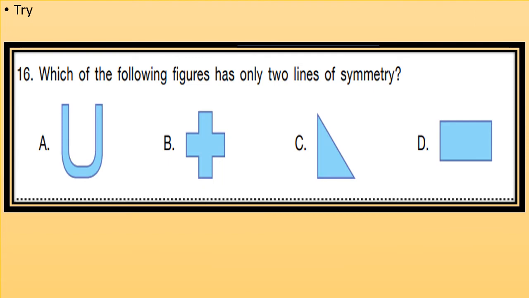Question 16. Which of the following figures has only two lines of symmetry? So see the options carefully. Now D is rectangle and it has only two lines of symmetry. So correct option is D.